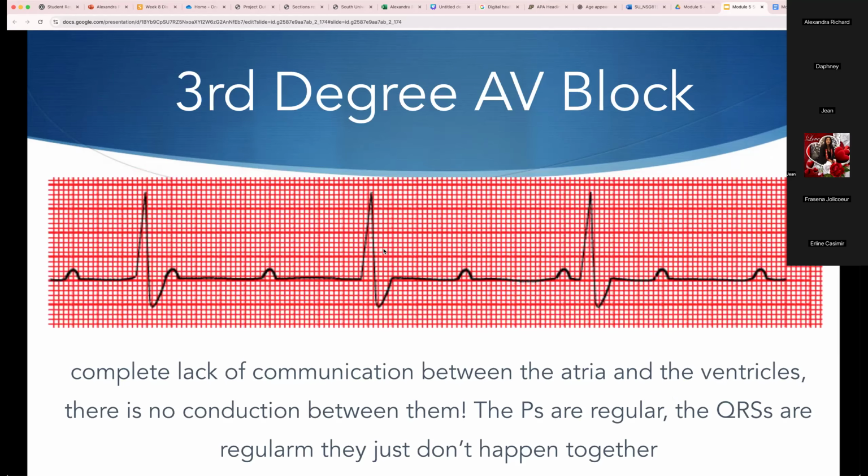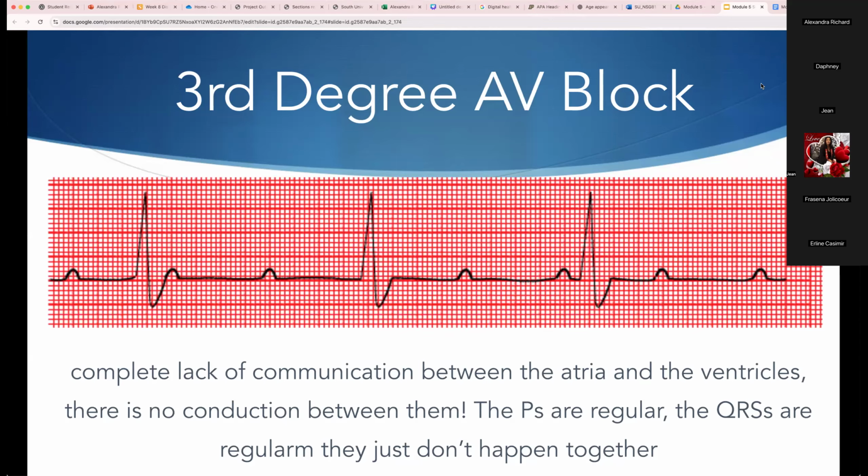Finally, we have third degree AV block. Third degree AV block is always very confusing. It's always very, very confusing to identify for me. Not for everyone else, but for me. What has helped me is to count the P waves, and then you'll see that there are more P's than there are QRSs. For some reason that helps me to identify it.